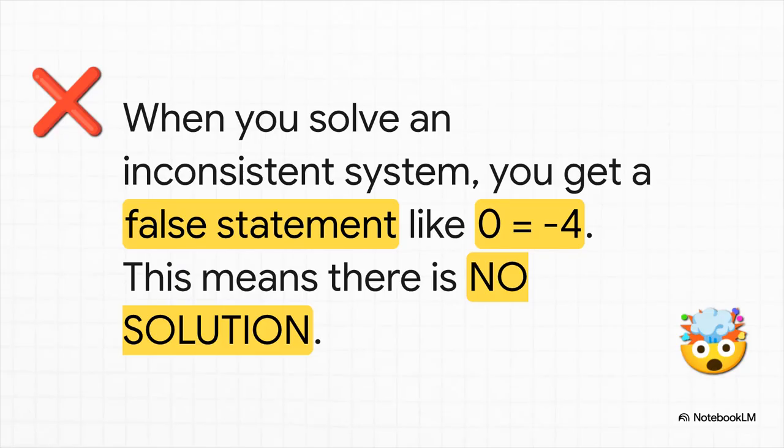So what do you think happens when you try to solve this with algebra? Well, you'll work through all the steps, and you'll end up with a totally nonsensical statement, something like 0 equals -4. Now, when the math spits out something that is clearly false, that's not you making a mistake. That's the system's way of screaming at you that there is no solution. The paths just never cross.